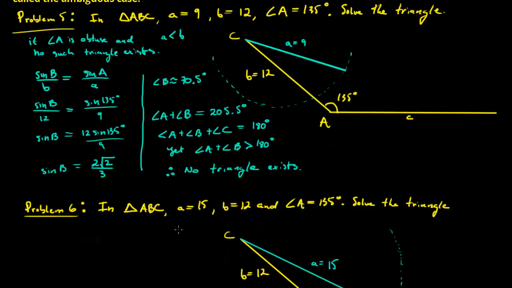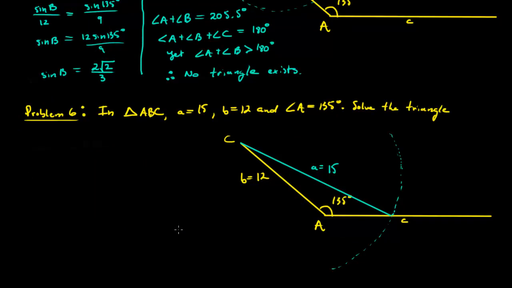Okay, so in example 6, we're told in triangle ABC, a is equal to 15 units, b is equal to 12, and angle A is equal to 135 degrees.